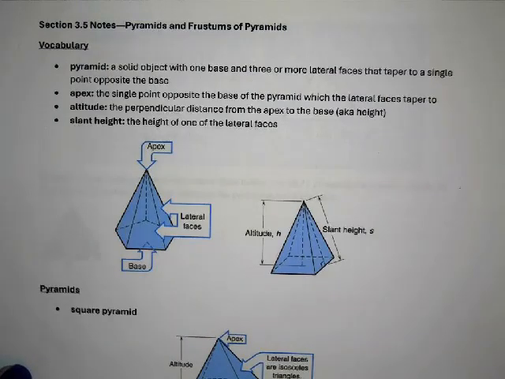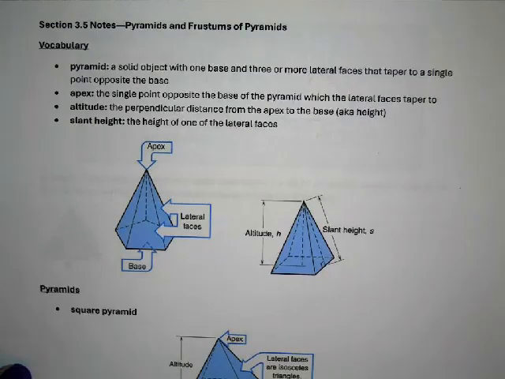This video is on section 3.5 notes, pyramids and frustums of pyramids. So a pyramid is a solid object or a 3D object with only one base and three or more lateral faces that taper to a single point opposite the base. We knew that prisms before had two bases that were parallel, so they kind of went up and down.